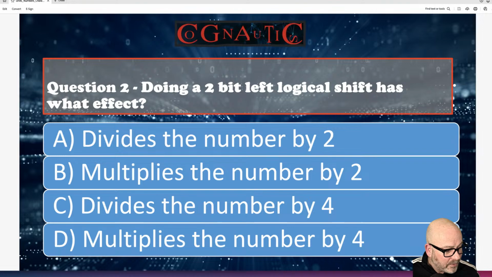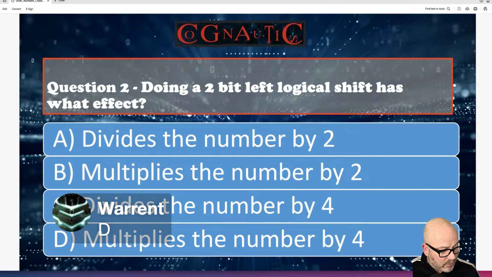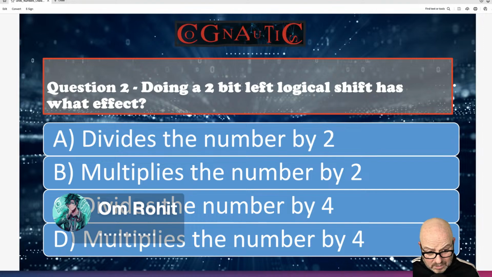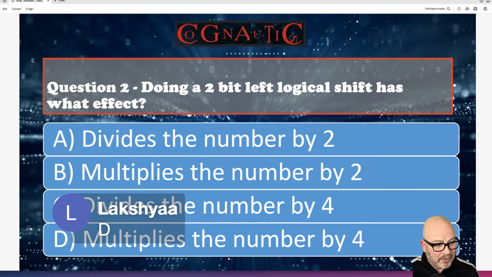Ooh, we've got lots of answers coming in. Hang on a minute. So I think we've got Warren who said D, we've got Dan who said D, we've got Ben who said D, we've got Abra who says D, we've got Om who's gone for D, which is a good call, I reckon. We've got Lakshay who said D. Well, what is clear is that you actually understand this. So well done. That is outstanding.